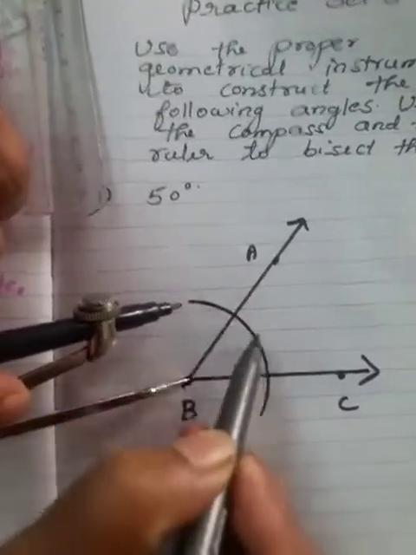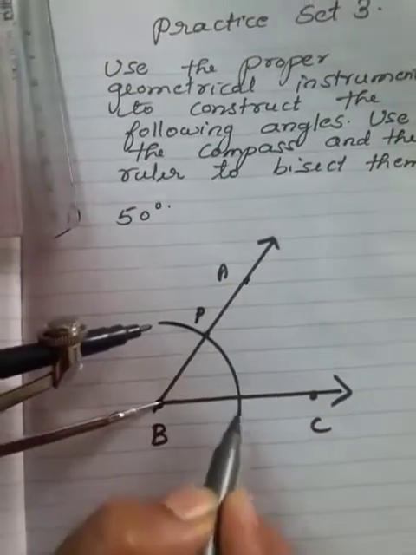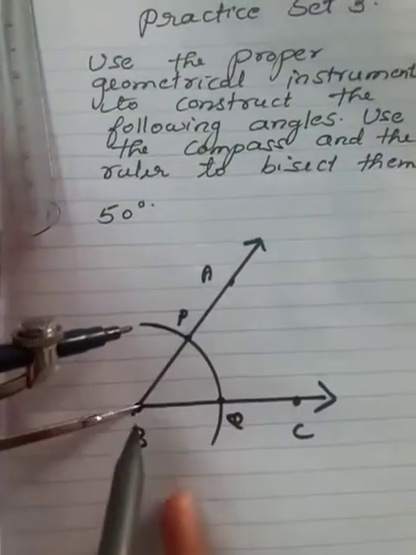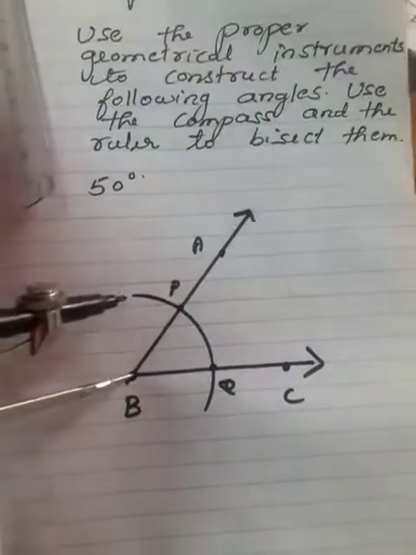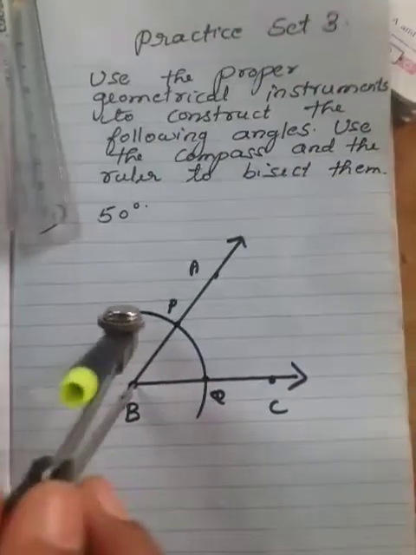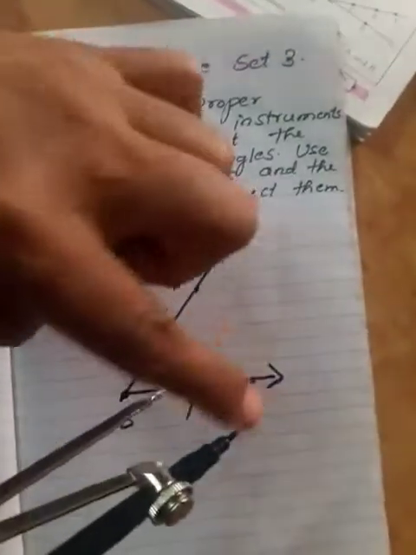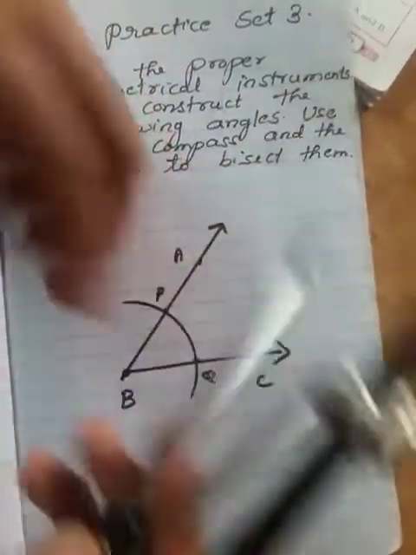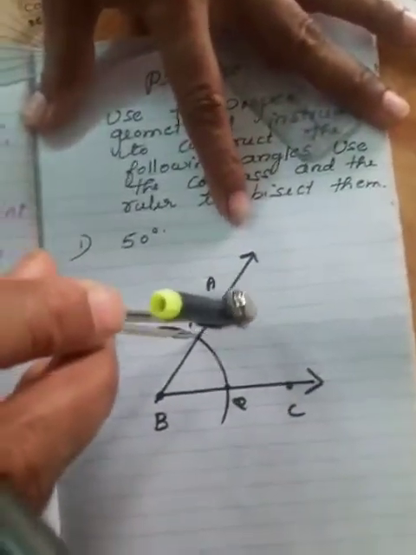So now see, this arc cut the rays at these points. Suppose I name this as P and this as Q. So this arc cut the ray BA at P point and ray BC at Q point. Correct? Understood? So what you should do? First you should draw an angle. Then by taking any convenient distance, draw an arc on the rays. Correct? Then with the same measure, now don't change this distance. With the same distance, keep the compass on P point.